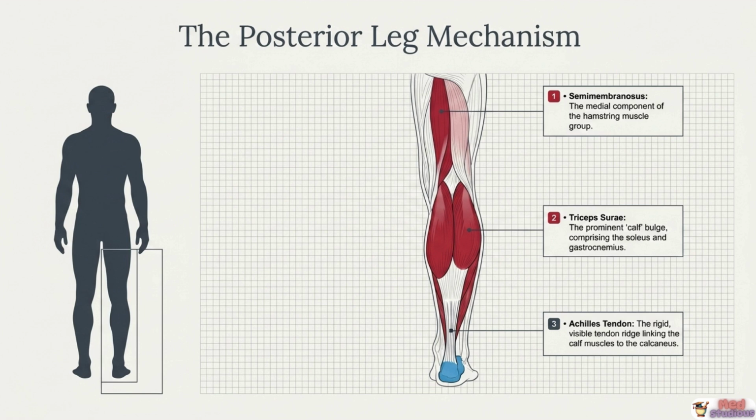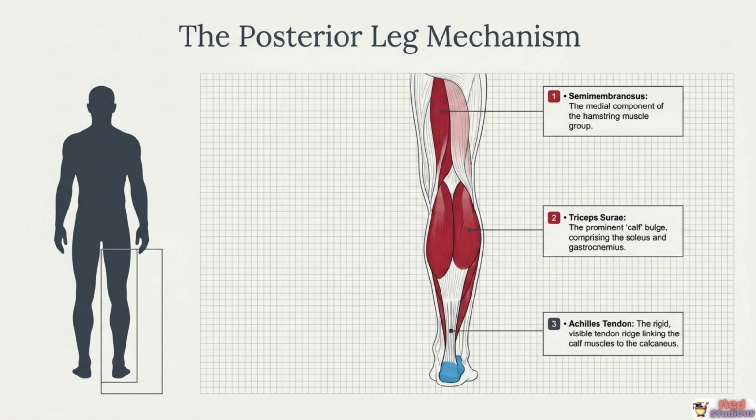Below the knee, the posterior leg is dominated by the triceps surae, the prominent calf muscle group, comprising the gastrocnemius superficially and the soleus beneath it. The gastrocnemius has two visible heads that create the characteristic diamond-shaped calf bulge.